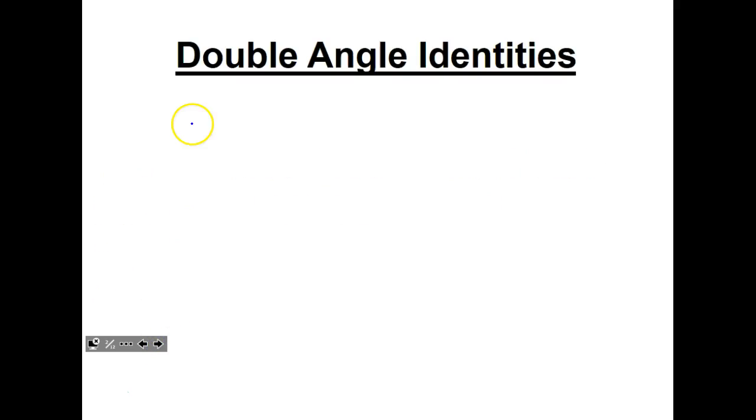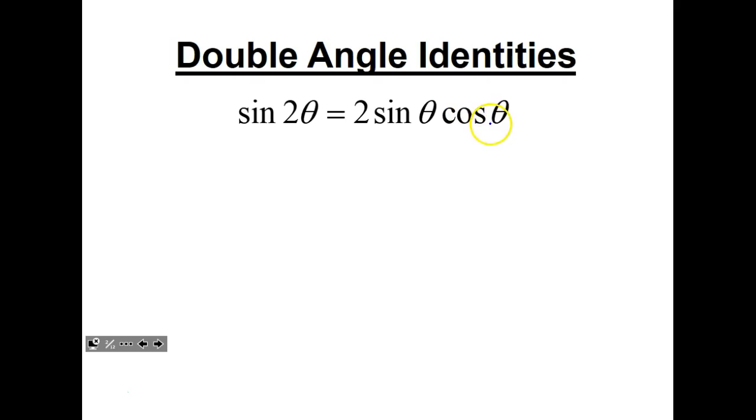So double angle identities. Our first double angle identity: sine of 2 times theta is 2 sine theta cosine theta. Okay? I don't have any cute songs to help you remember these. I haven't ever heard any. If you guys want to make a song, there's some extra credit.